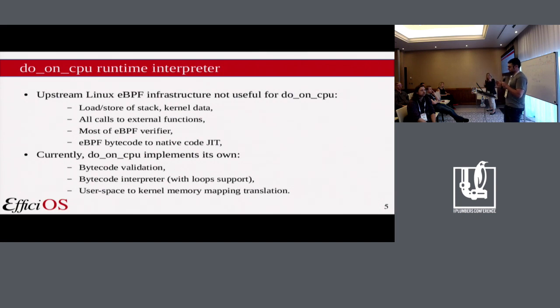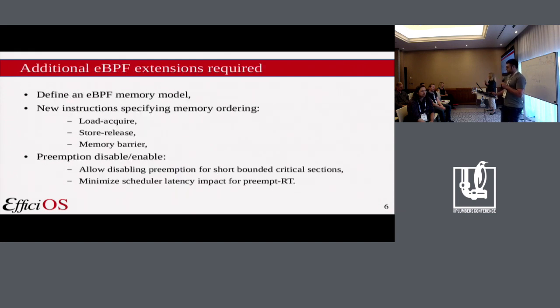So what I chose for that prototype is a very simple interpreter, which does its own bytecode validation. It interprets the bytecode, so it's portable. It does provide loop support. The special thing about it is that it creates a mapping between the user space addresses and a shadow mapping into kernel vmap memory of whatever it needs to access, so it can access that data from preemption-disabled critical sections. So there is more discussion here.